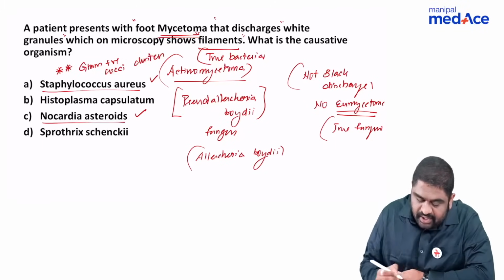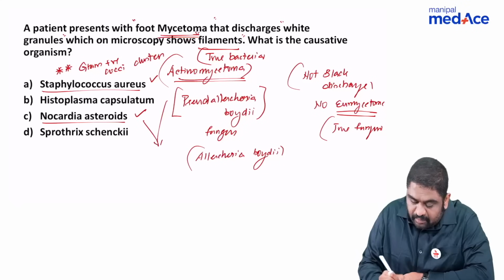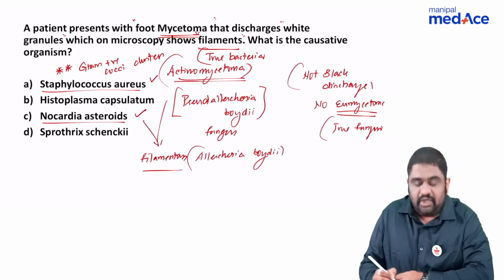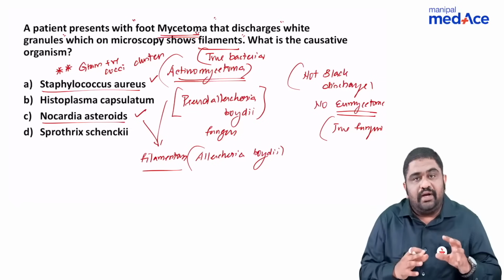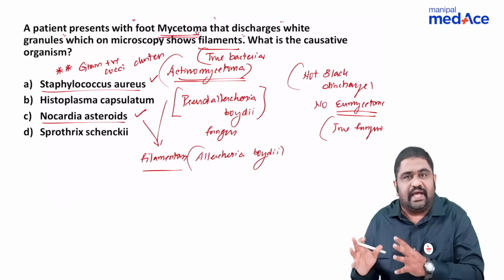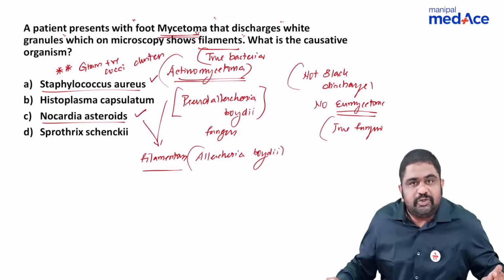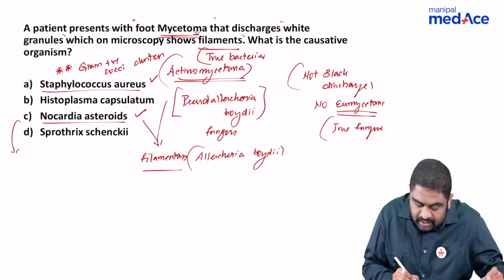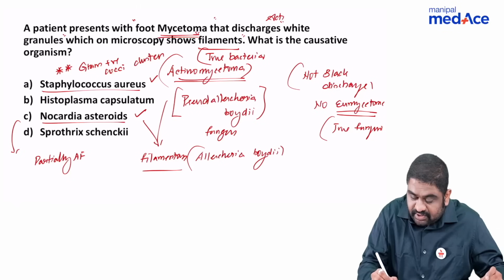When it comes to Nocardia asteroides and Actinomyces israelii, both of them are capable of producing a filamentous picture. Why? Because Nocardia is gram-positive, Actinomyces is gram-positive. Nocardia is strictly aerobic. Actinomyces is anaerobic. But both of them are beaded filamentous bacteria. The only way by which you can differentiate Nocardia from Actinomyces is that Nocardia is partially acid-fast, while Actinomyces is non-acid fast.